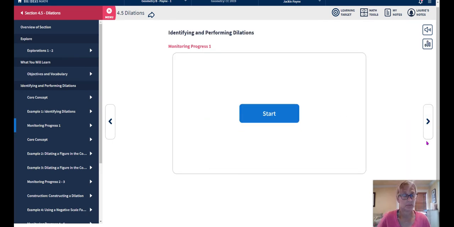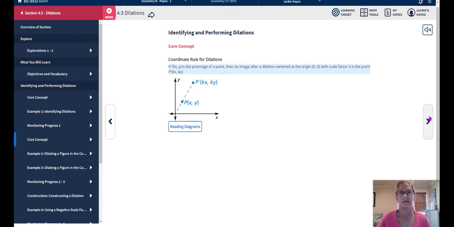We'll do these examples in class together with the class notes. Another core concept is how we can do this on a coordinate plane. Sometimes the easiest way is just to graph them. So you have a coordinate rule for dilations.